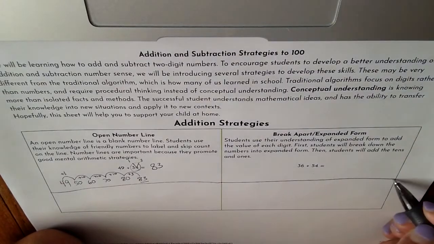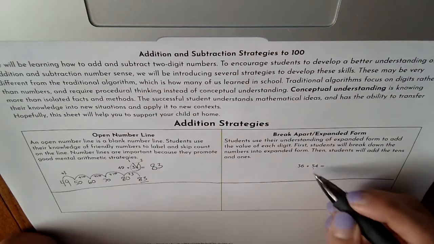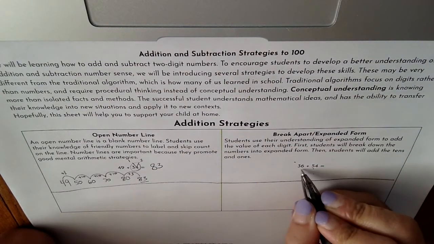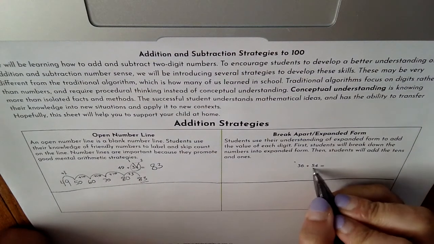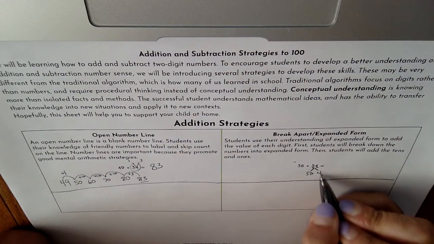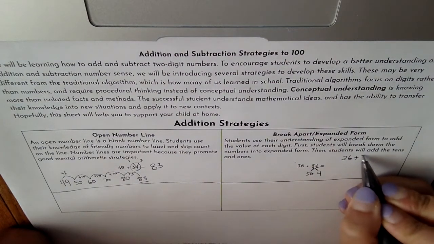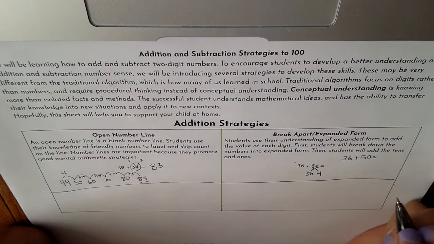So the break apart method is usually you want to break apart one of the numbers only. You can decide if you want to do 54 first or if you want to do 36 first. It doesn't really matter. Breaking it apart means splitting it into its tens and its ones. So this is really a 50 and this is really a 4. So when you decide to add it, 36 plus 50, and then you would want to add the 4 after.